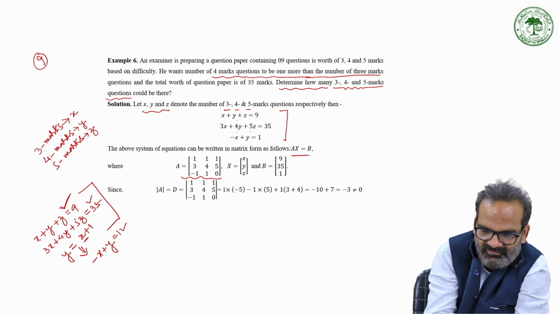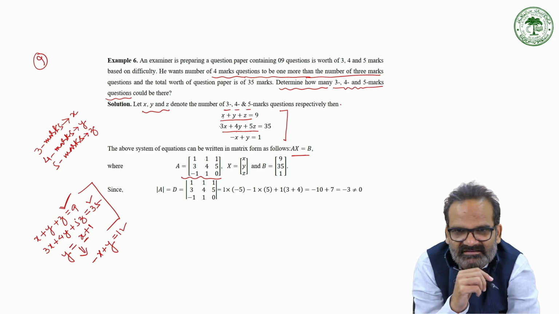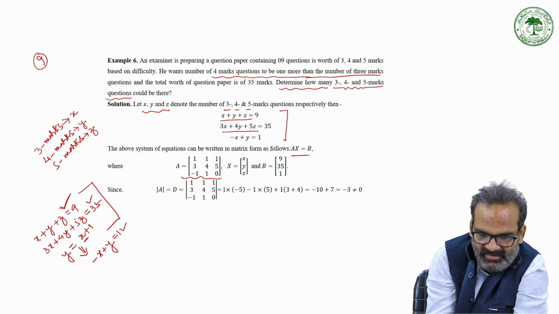So the coefficients of x, y, z in the first equation are 1, 1, 1. So the first row is 1, 1, 1, right? Take the second equation. Coefficient of x is 3, coefficient of y is 4, and coefficient of z is 5. So what we will get? 3, 4, 5, right?